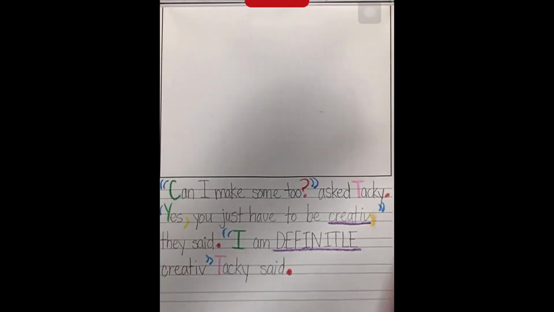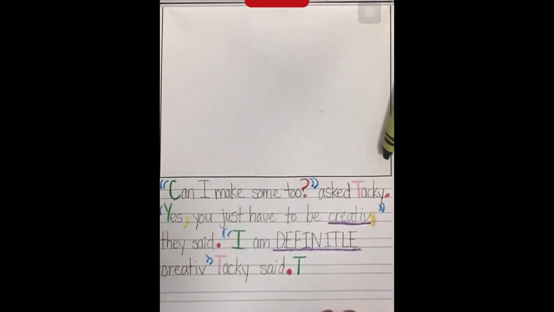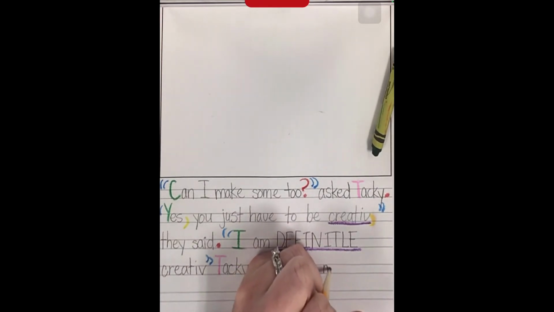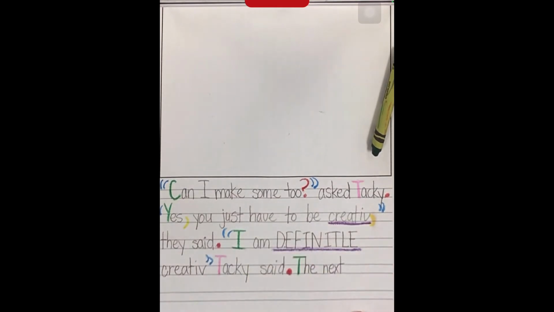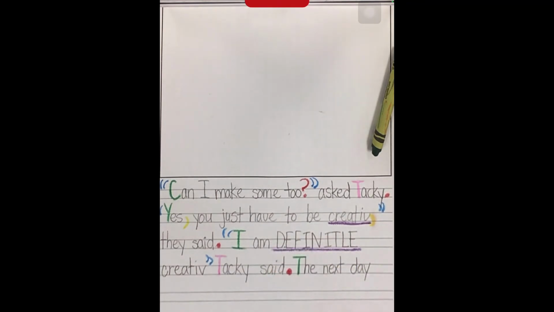Okay, so I'm going to start my sentence with an uppercase T. The is a sight word, so it definitely should be spelled correctly. Next is a word I'm going to sound out. N, E, X, T. The next day is a sight word. Let's see, what do I want to say? The next day, Tacky and his friends gave each other valentines.